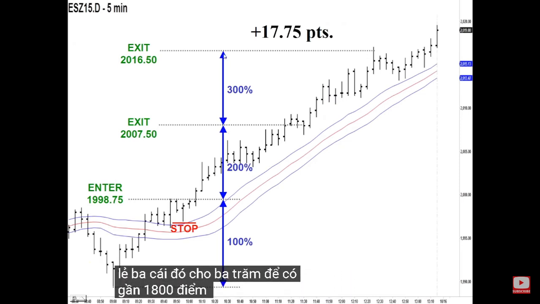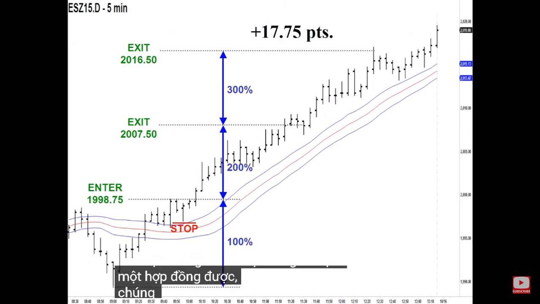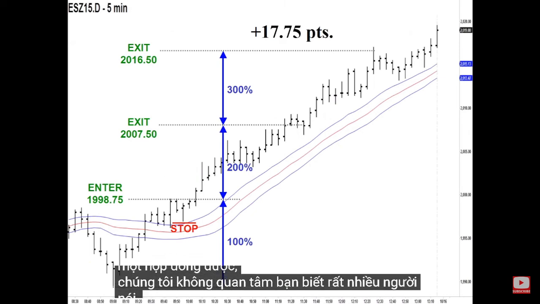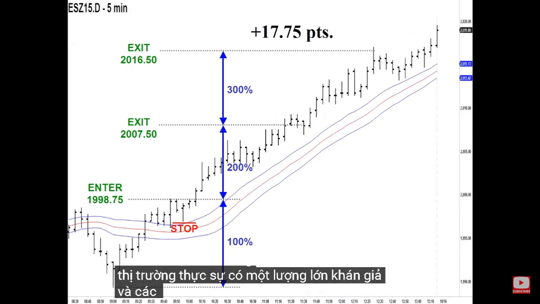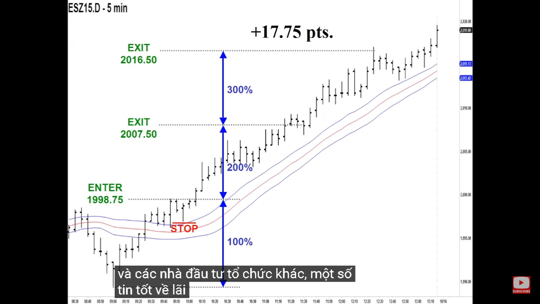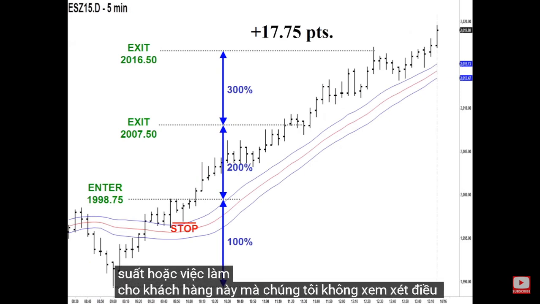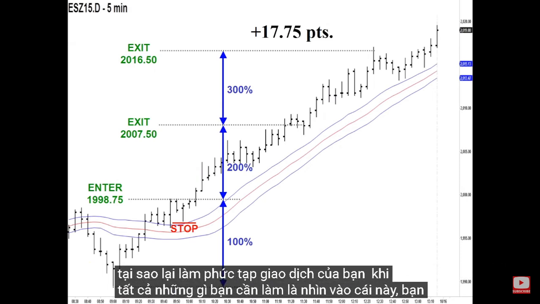So there's nearly 1,800 points, or nearly $900, in just about 3 or 4 hours of work trading one contract. Okay. We didn't care. A lot of people say, well, yeah, because the market really got an influx of institutional investors. There was some good news that came out about interest rates or jobless claims. We don't look at that. Why overcomplicate your trading when all you need to do is look at this?